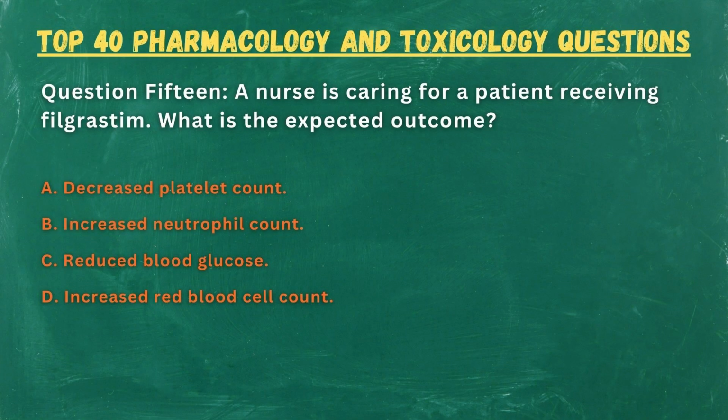Question 15. A nurse is caring for a patient receiving filgrastim. What is the expected outcome? A. Decreased platelet count. B. Increased neutrophil count. C. Reduced blood glucose. D. Increased red blood cell count. Answer: B. Increased neutrophil count.